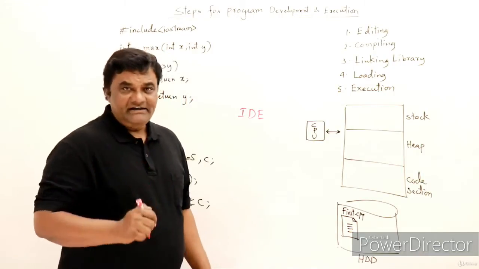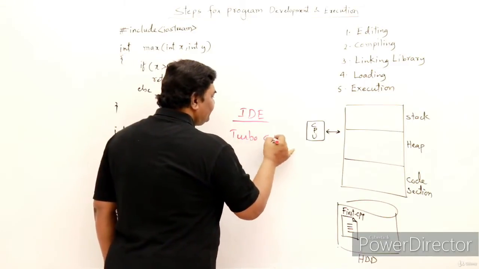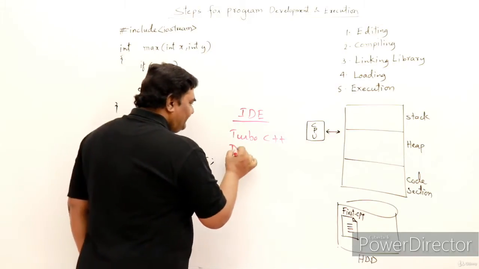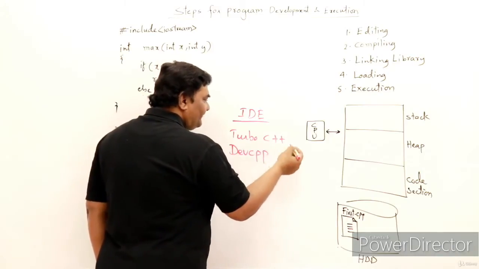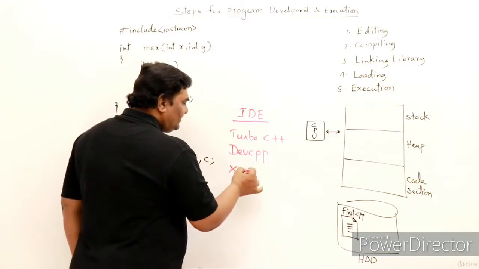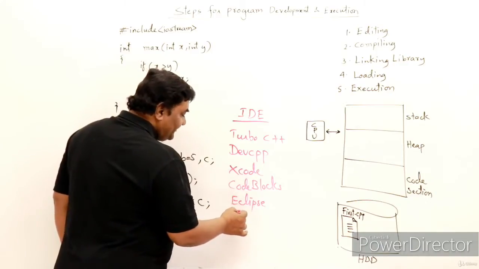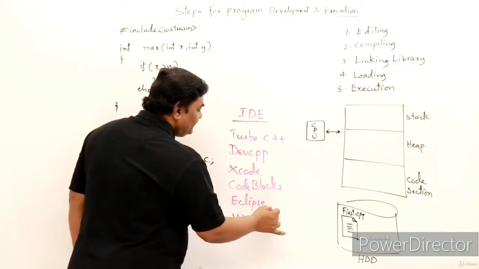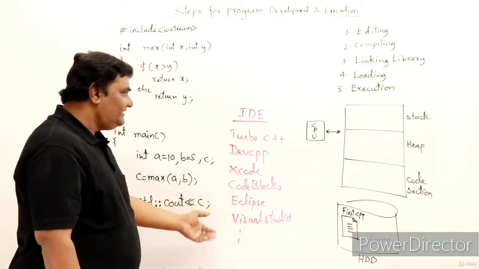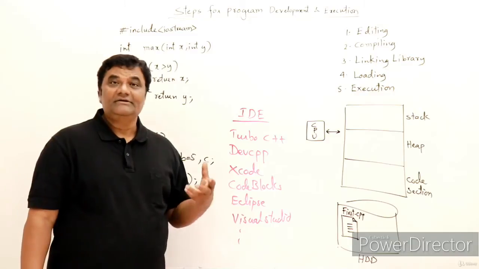To name a few IDEs, for C++ we have Turbo C++. This works for C language as well as C++. Then we have Dev C++, Dev CPP. This is also for C++ as well as C language, both the languages it supports, right? And Xcode, Code Blocks, and Eclipse, Visual Studio, which is from Microsoft, and so on. Many IDEs are available, provided by different software vendors or software development companies.